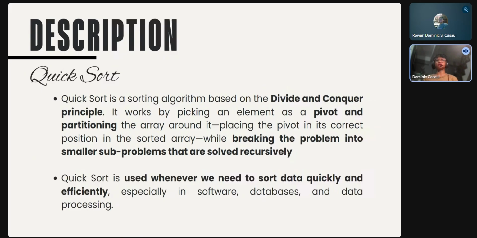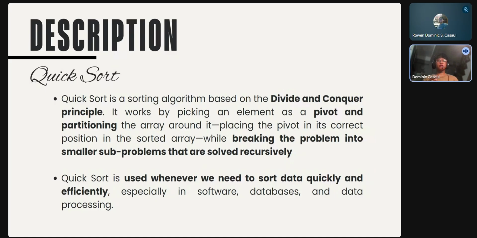What is quicksort? Quicksort is a sorting algorithm based on the divide and conquer principle. It works by picking an element as a pivot and partitioning the array around it, placing the pivot in its correct position in a sorted array, while breaking the problem into smaller subproblems that are solved recursively. A pivot is a chosen element used to divide a collection, while partitioning is the process of rearranging the elements around it. That pivot has already been turned into smaller elements.